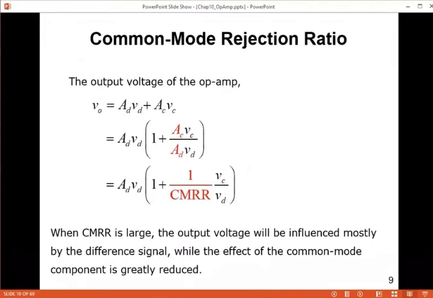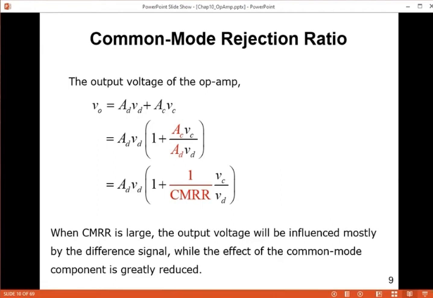Okay, the output voltage of the op-amp VO is equal to the voltage due to the differential gain plus the voltage due to the common mode. If you rearrange this equation, it is going to be equal to AD times VD multiplied by 1 plus 1 over the common mode rejection ratio multiplied by VC over VD. So if you are given a data sheet stating the common mode rejection ratio value, you can calculate your VO if you have your differential gain, and you can test the performance of the op-amp.